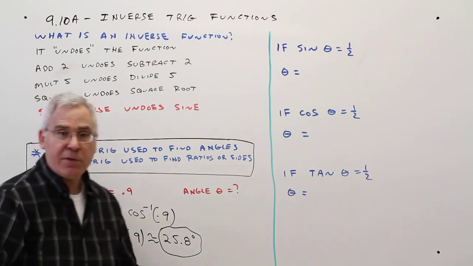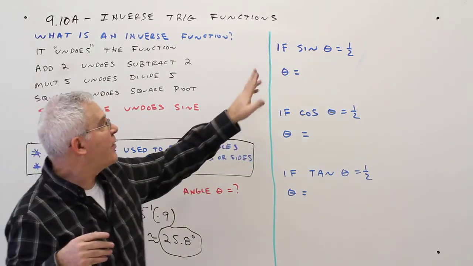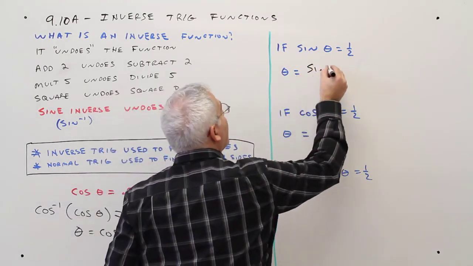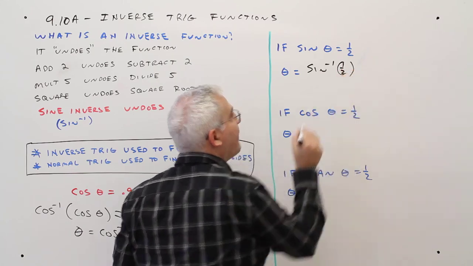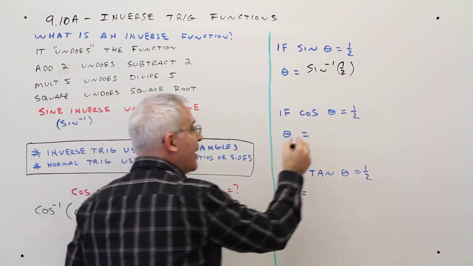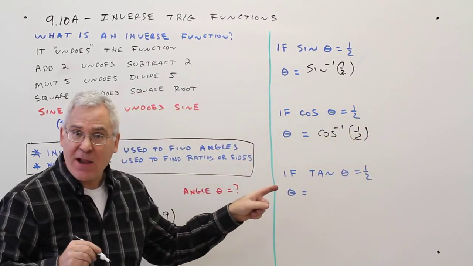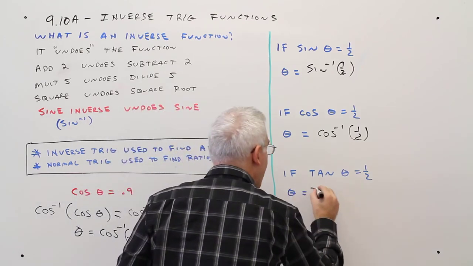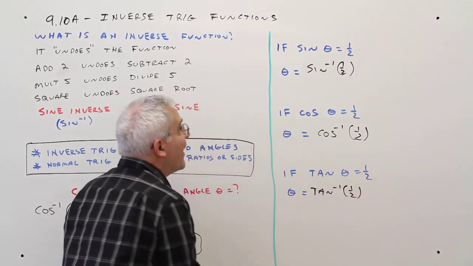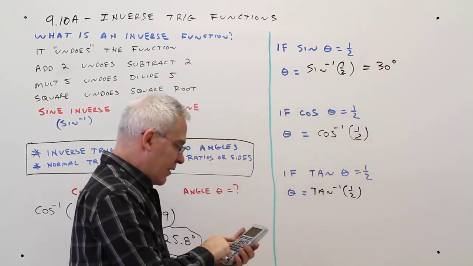Okay, so then just to reiterate with the 3 other functions, let's suppose sine of theta was 1/2. Theta would be sine inverse of 1/2. I'll compute them all later. If cosine of theta is 1/2, theta would be cosine inverse of 1/2. If tangent of theta is 1/2, theta would be tangent inverse of 1/2. And if I calculate these, this one comes out to be 30 degrees.